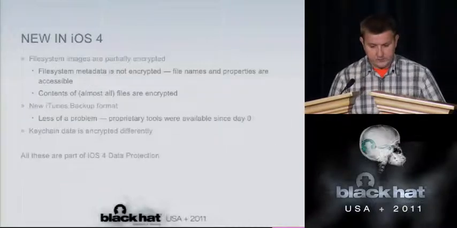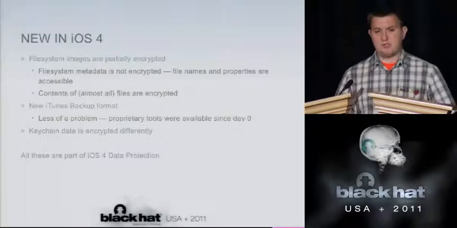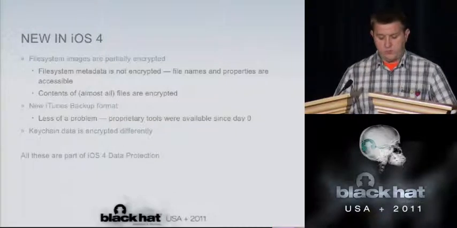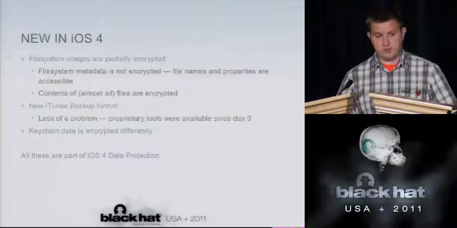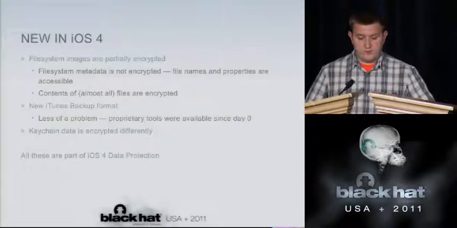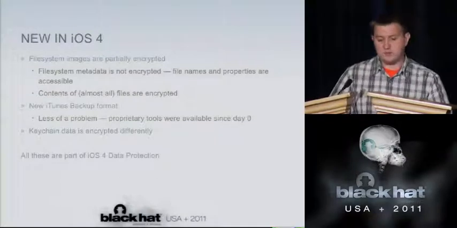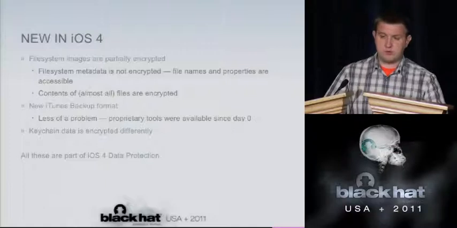So iOS 4 introduced what is called data protection, which is a set of security measures to protect data at rest. With regard to mobile forensics, there were three new things: the storage encryption, the iTunes backup, and keychain encryption. Those things were different in iOS 4. Well, the iTunes backup was not a big deal for forensics because starting day zero, there were proprietary tools to deal with that. For storage, there were no tools until recently.